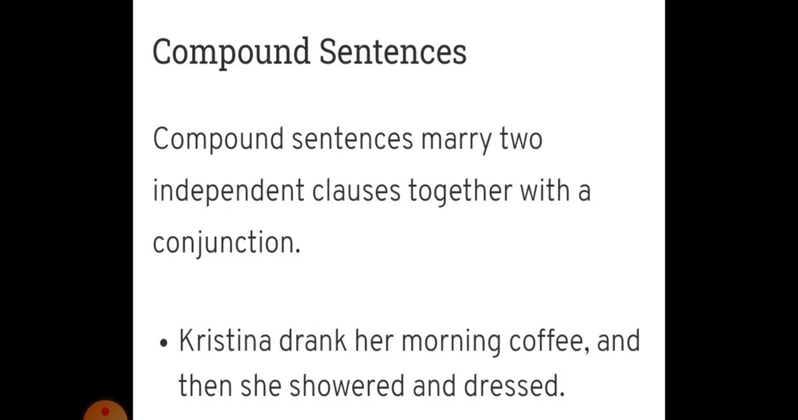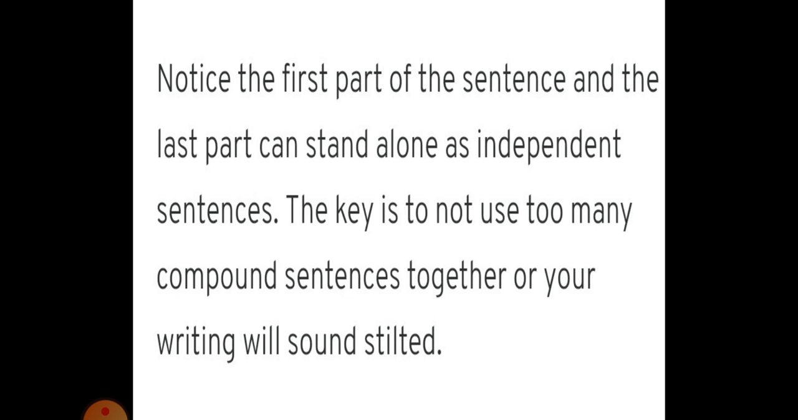Now here you can see that the word but is used as a coordinating conjunction. I was disappointed is one clause. I did not express my feeling is another clause, and both are independent clauses, which are separated by a coordinating conjunction. Now, Christina drank her morning coffee and then she showered and dressed. Here you can see two independent clauses: Christina drank her morning coffee, and she showered and dressed. So these are the two sentences which are joined.